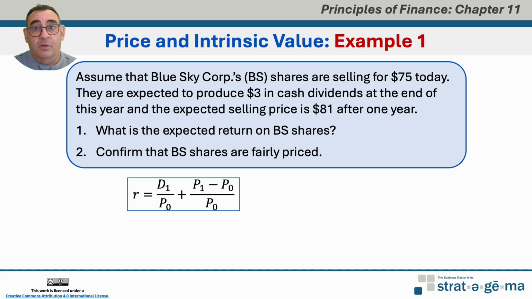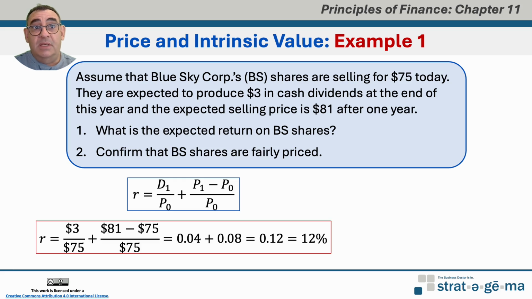So we take our return calculation that has the dividend yield and capital gains yield. The dividend yield portion is the $3 dividend, D1, divided by the current stock price, P0, of $75. That's 4%. And then the capital appreciation, or the capital gain portion, is the $81 stock price next year minus the $75 stock price today, divided by the $75 stock price, which is 8%. So the dividend yield is 4%, the capital gains yield is 8%. The total return is 12%.